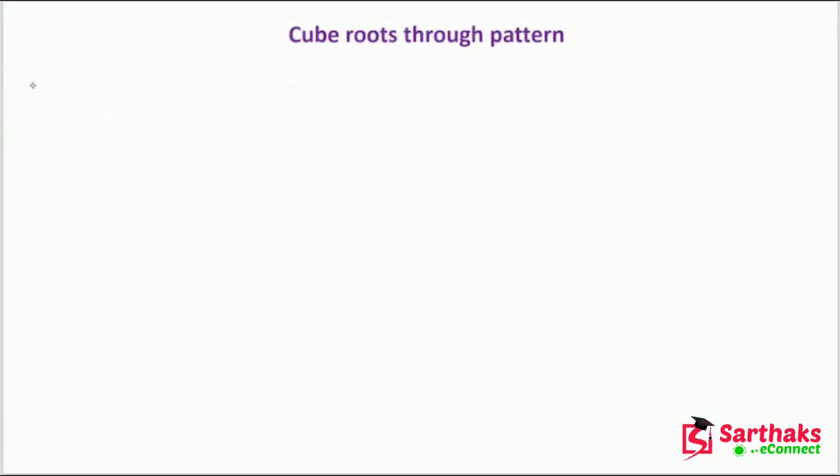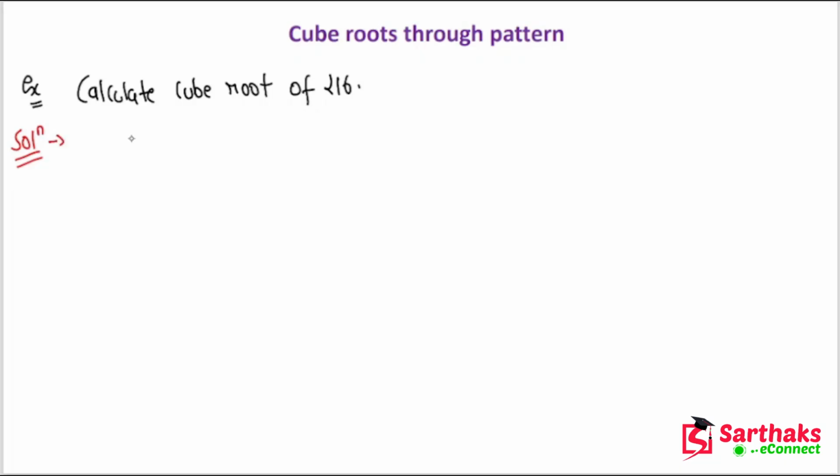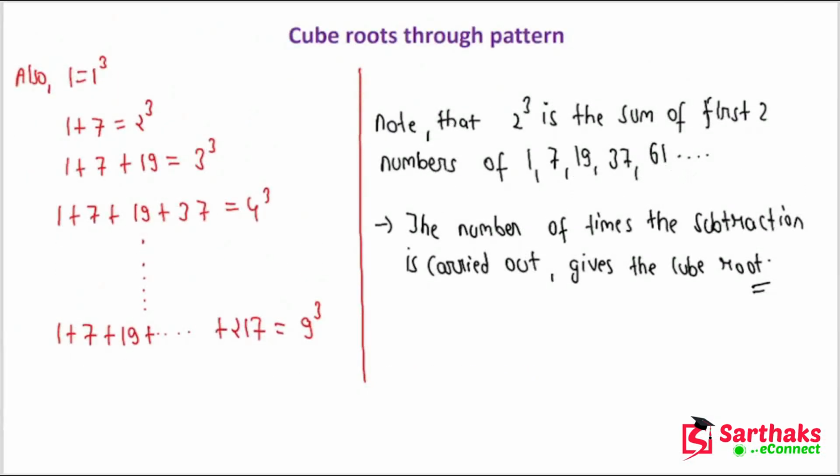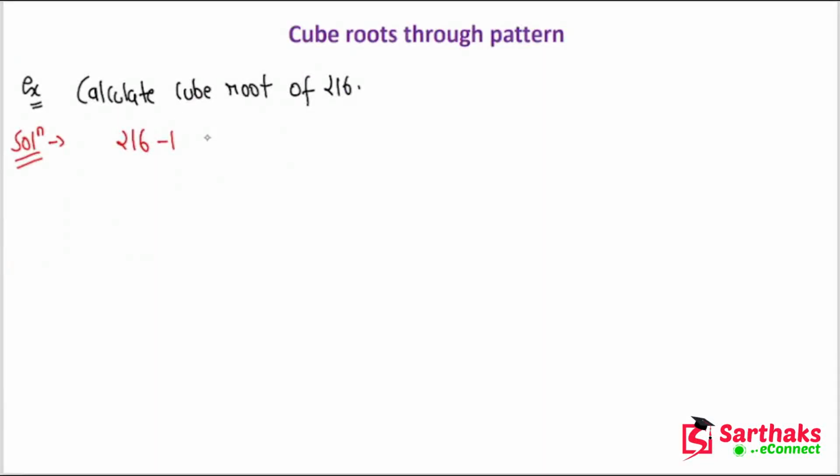Okay, so let us take 216. We all know it is 6 cube. So we can say: calculate the cube root of 216. Okay, let us calculate its cube root. So let us talk about the solution. Now you can see that the first number was 216. You can clearly see the members 1, 7, 19. So we'll successively subtract them till they become 0.